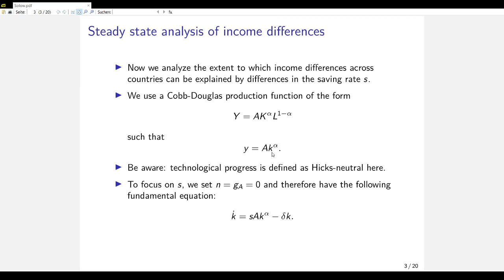Now, to focus on differences in the saving rate, we set the population growth rate and the rate of technological progress to 0. Therefore, we deal with the following fundamental equation that we already know from the videos on the Solow model without technological progress and without population growth, where the capital stock per worker increases with gross investment, which is the saving rate multiplied by GDP per worker. So that's gross investment. And we subtract depreciation.